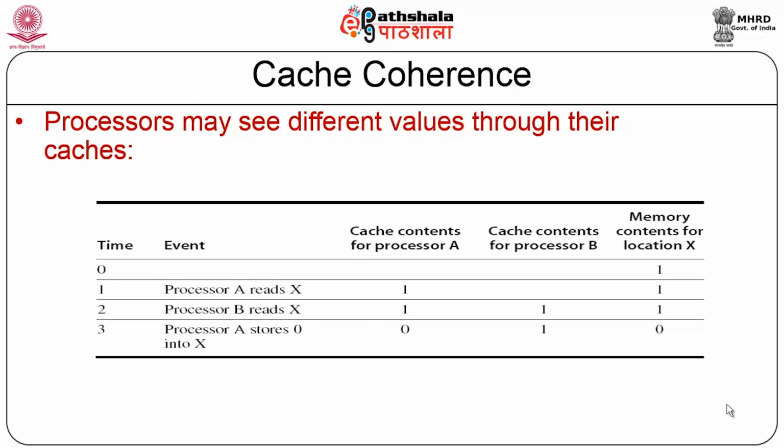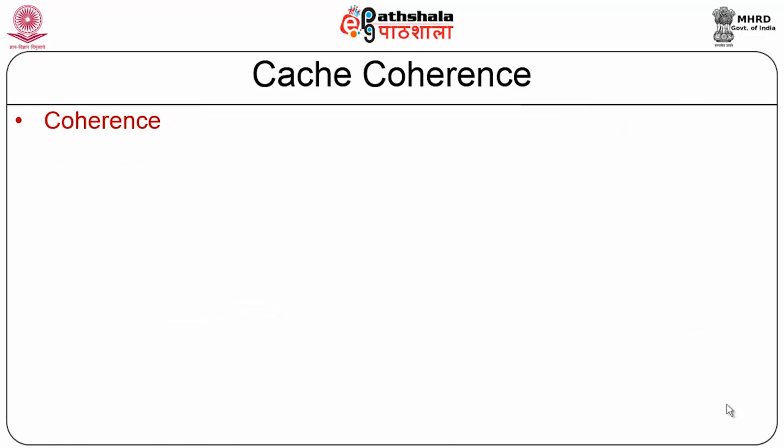Let us assume that processor A reads a value of x and the value is 1. So processor A's cache stores this information. Subsequently, processor B also reads the same data, gets it from memory and caches it. But subsequently, when processor A modifies the data and stores a 0 there, B has also cached the data and it has stored a 1. So there is an inconsistency of the same data shared between multiple processors. That gives rise to what is called the cache coherence problem.